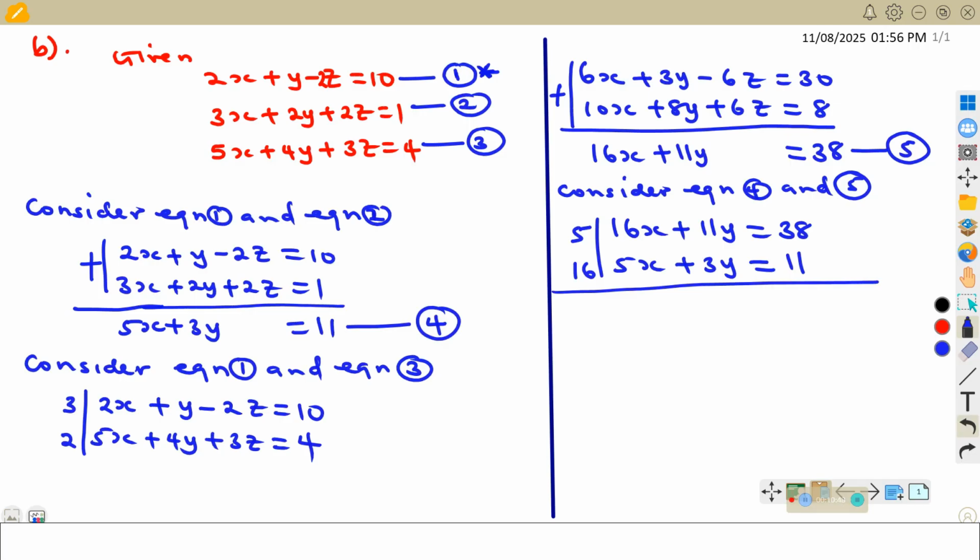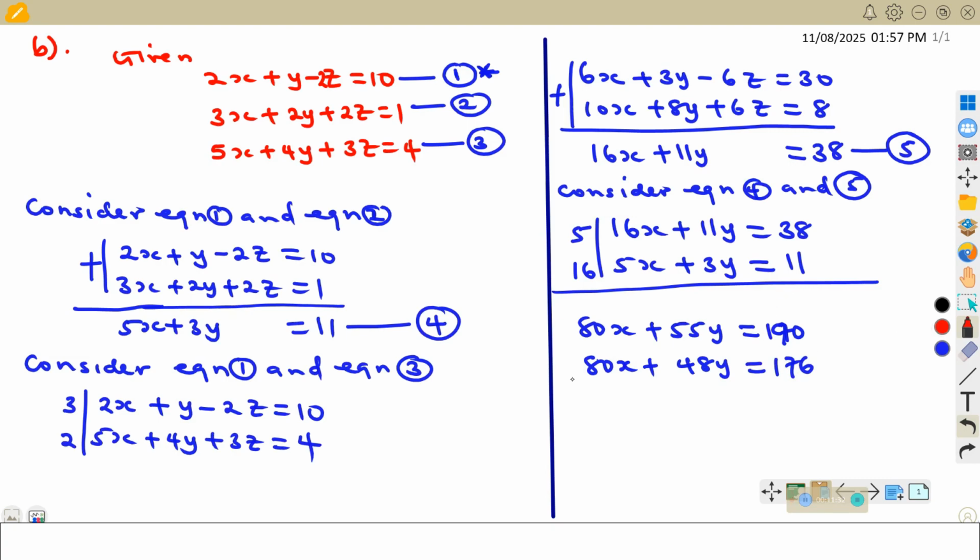So from here, multiply this one throughout. When you multiply 5 with 16, you will get 80x. This is 55y. This is equal to 176. This is 190. Then next, 16 times 5 is also 80. 16 with a 3 is 48. And 16 with 11 is 176.